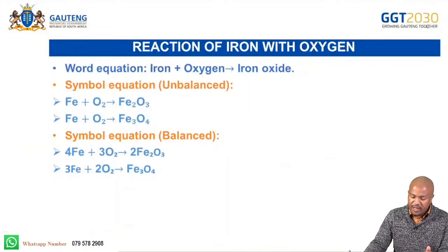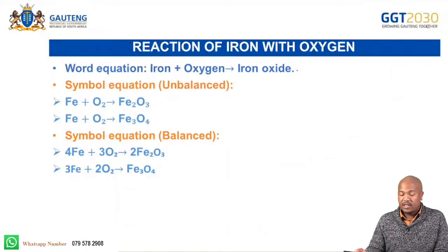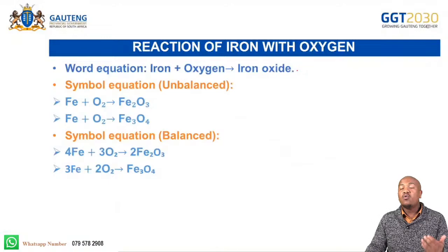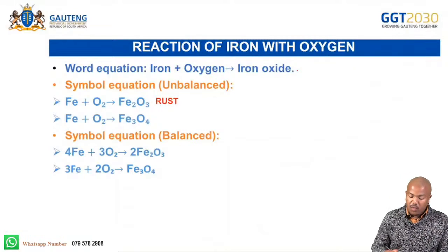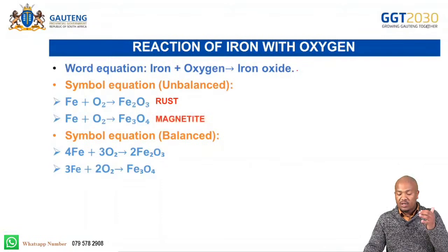So let's look at the word equation for the reaction of iron with oxygen. It is iron plus oxygen to form what? Iron oxide. And looking at the symbol equation, which is unbalanced, it is Fe plus O2 to form Fe2O3. And we said that the Fe2O3 is our rust. Also, the same reaction, Fe plus O2 to form this magnetite, which has the chemical formula Fe3O4.